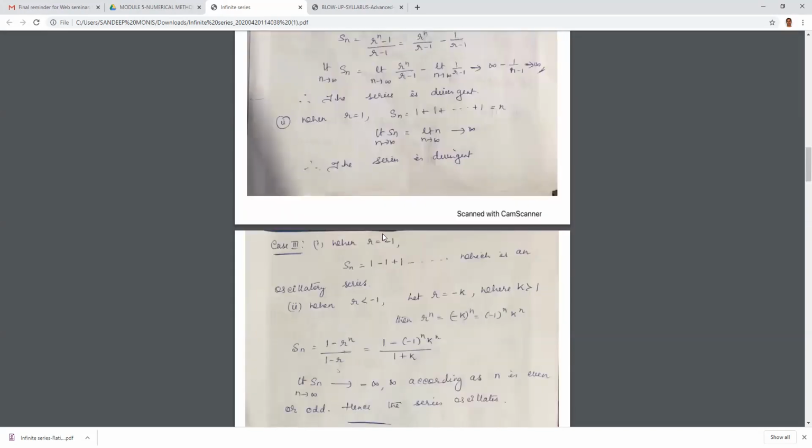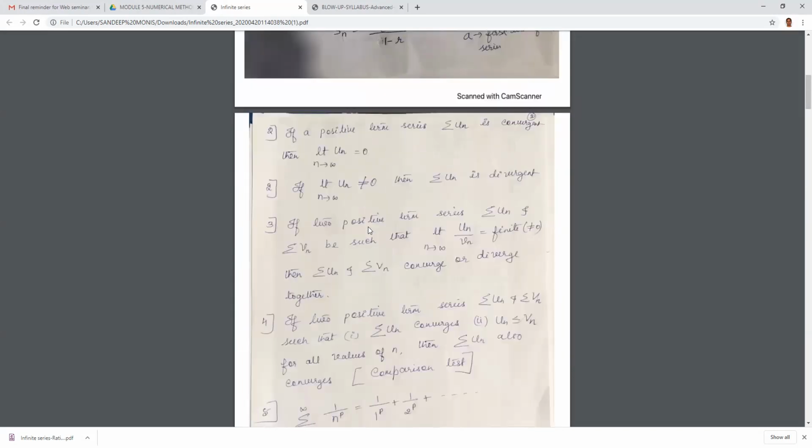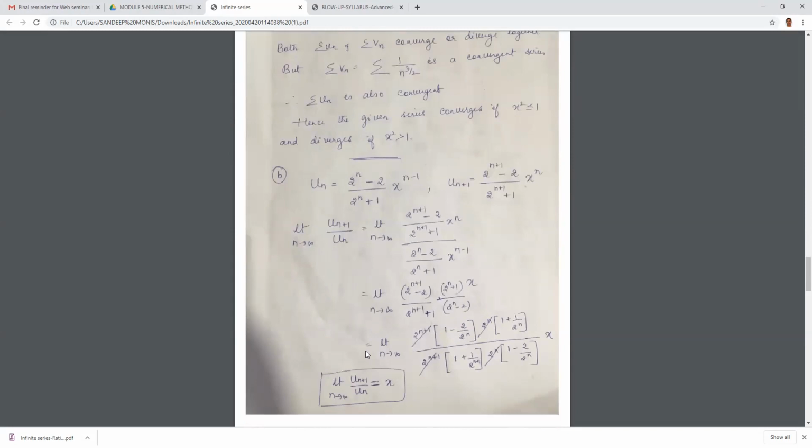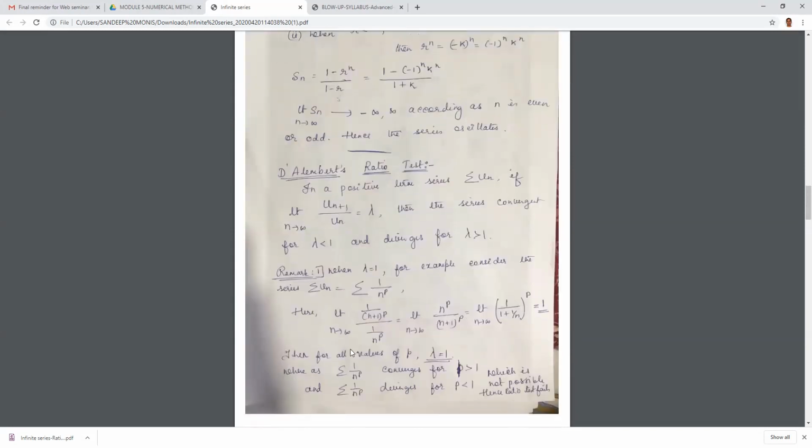So instead of doing all this, you can directly apply the limit here and the answer will be 0. We know that when the limit of un as n tends to infinity is 0, we can conclude the given series is convergent. So it is better if you do it like this, because we are very clear about the convergence and divergence of the series.